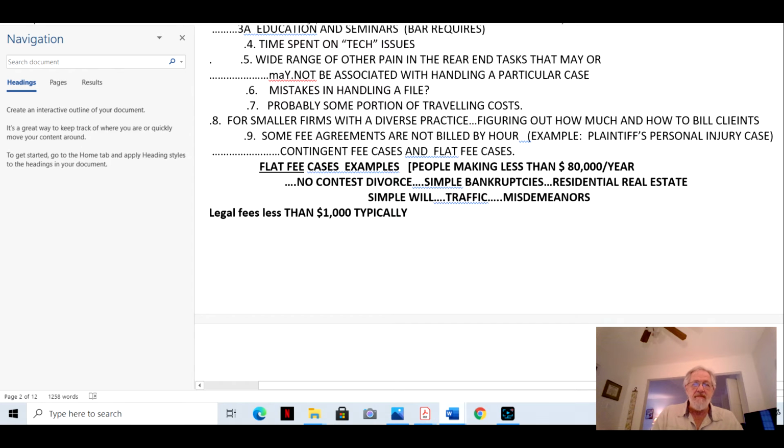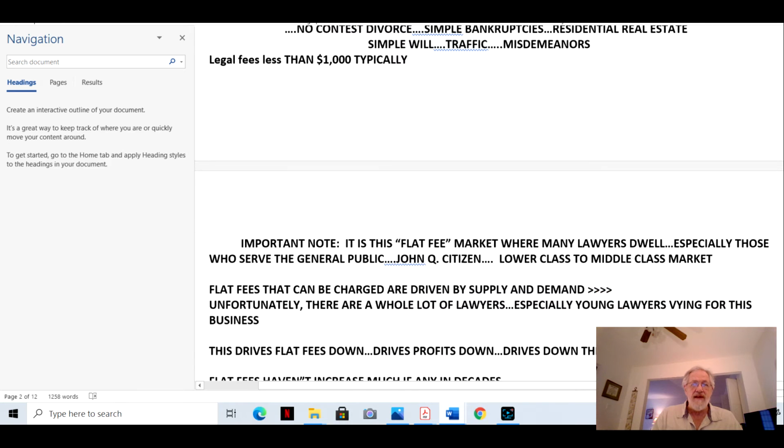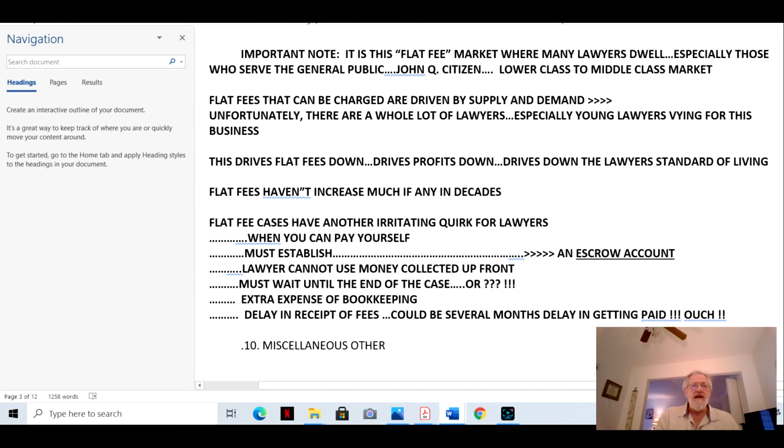Here we're talking about billing something that you collect money from this particular market, from folks making less than $80,000 a year. You always collect those fees up front, because if you don't collect that money up front, there's a good likelihood you will never get paid. But here's the consequence of this. These are low fee paying cases already, right? And you're only going to get a set amount no matter how much time you've spent.